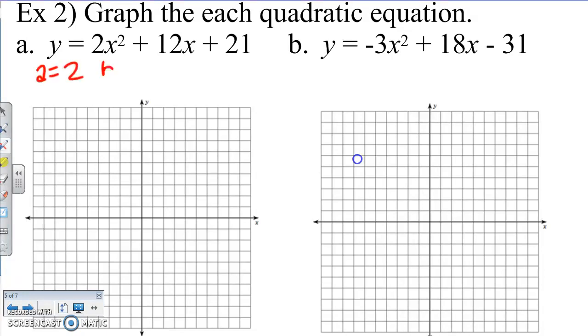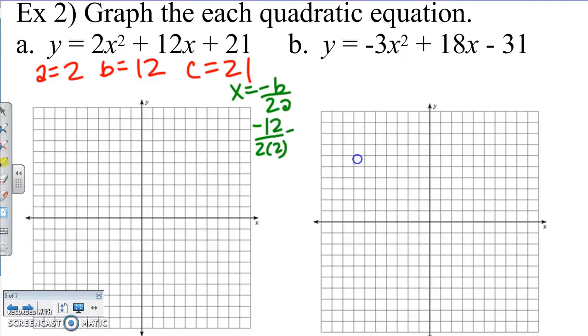A is 2, B is 12, C is 21. So I'm going to take -b over 2a. That's going to give me -12 over 2 times 2, which is -12 over 4, which is -3.